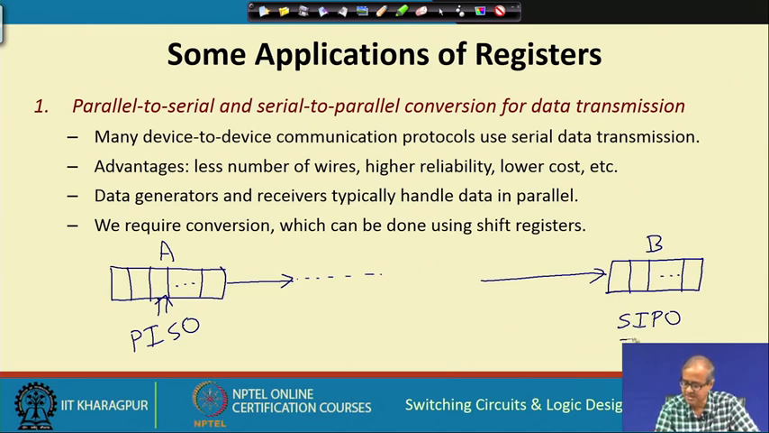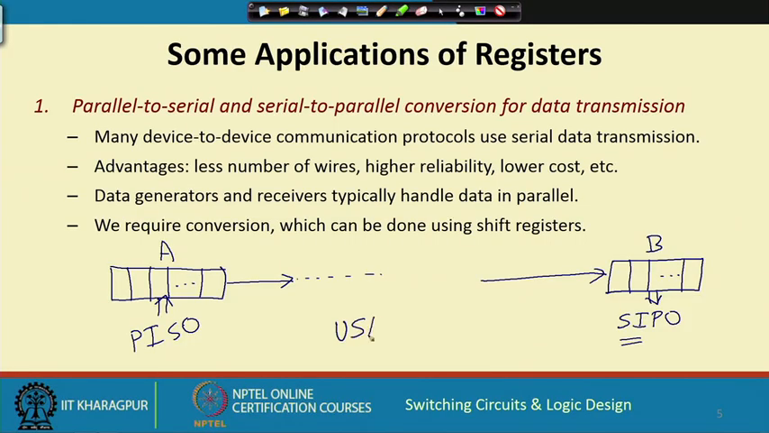a serial fashion, serial input, and after all the bits have been entered, you can read out the data in parallel, parallel out. So, this kind of interfacing hardware is present in almost any communication system inside the computers that we see today. And these devices are normally called universal synchronous asynchronous receiver transmitter. If you look into literature, you will see that there is something called USART, universal synchronous asynchronous receiver transmitter.